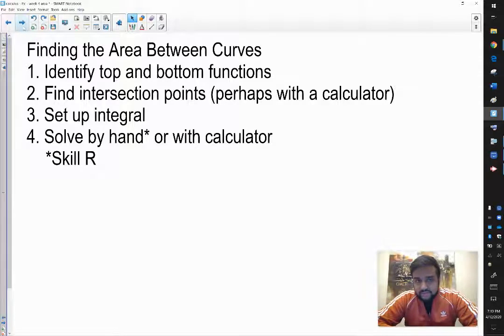Procedurally, how can we do this? First, identify which function is the top and which function is the bottom. That's not quite as straightforward as you might think. Then identify the intersection points. Where are the exact numbers for a and b where the two functions cross? That might require a calculator, as we'll see. Set up your integral, as we saw on the previous screen. Top minus bottom is your ruling paradigm. And then once you have an integral, just solve it. Either solve it by hand using the skill we learned last class, or use a calculator to solve. So we'll look at examples of both.